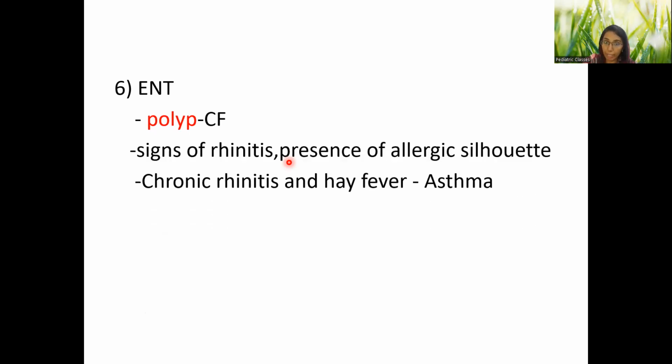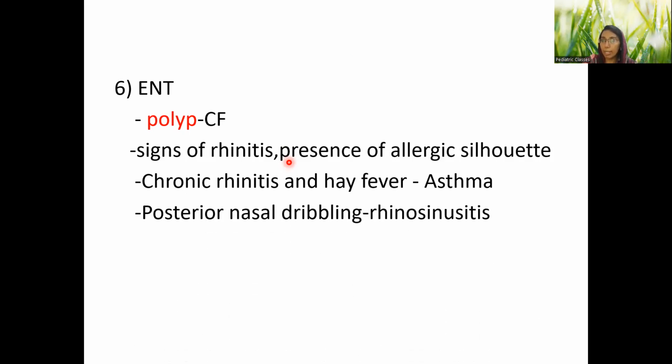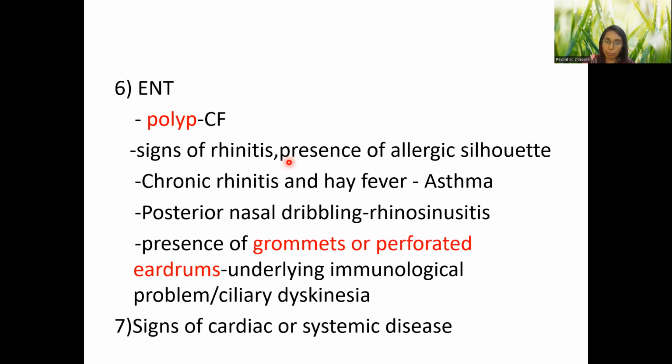Examination of ENT, that is ear, nose, throat, is really important in any case of recurrent pneumonia. We need to see whether there are any polyps, which are seen in cystic fibrosis, and any signs of rhinitis like presence of allergic signs, allergic salute, rhinitis, etc. All allergic rhinitis cases can have that. If there's chronic rhinitis and hay fever, yes, we suspect asthma. Is there any posterior nasal dribbling, which is seen in rhinosinusitis, and the presence of grommets or perforated eardrums, which suggests underlying immunological problems or ciliary dyskinesias.